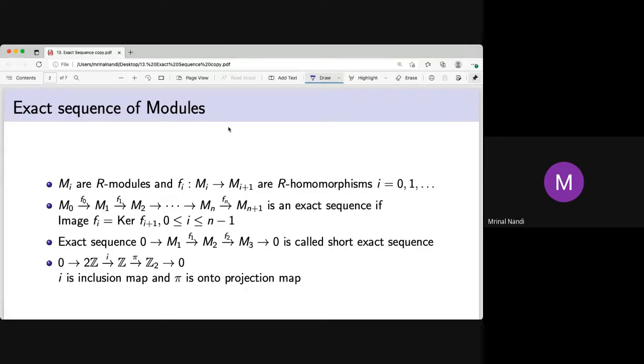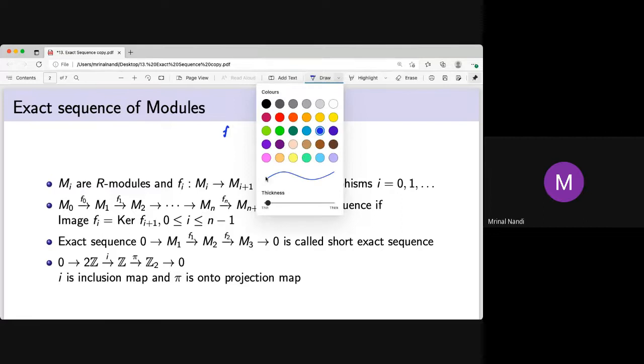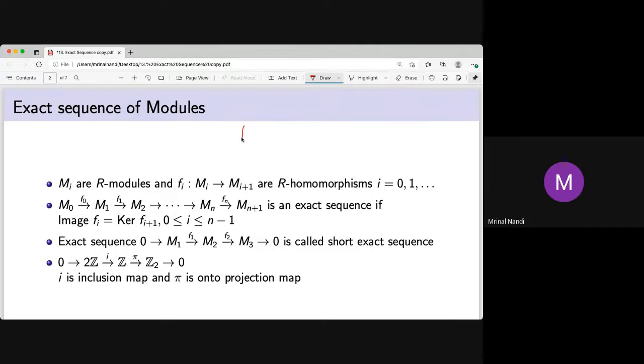So f0 is from M0 to M1. Then f1 is from M1 to M2. So this is an R homomorphism. It is f0, then M1, f1, then up to say fn, Mn to M(n+1). It is called an exact sequence if the image of fi is the kernel of fi plus 1. So this is the idea.